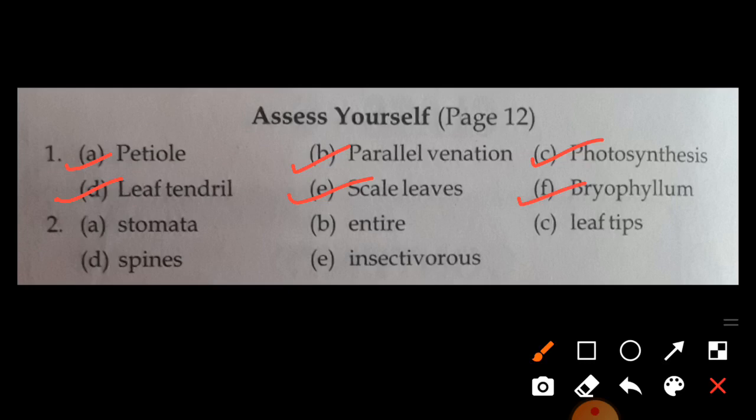Second, fill in the blanks. First question, the air enters a leaf through stomata. B, in wild pea, the entire leaf is modified into a tendril. C, in glory lily, the leaf tips are modified into tendrils. D, in cactus plants, leaves are modified into spines. E, bladderwort is an example of insectivorous plants.